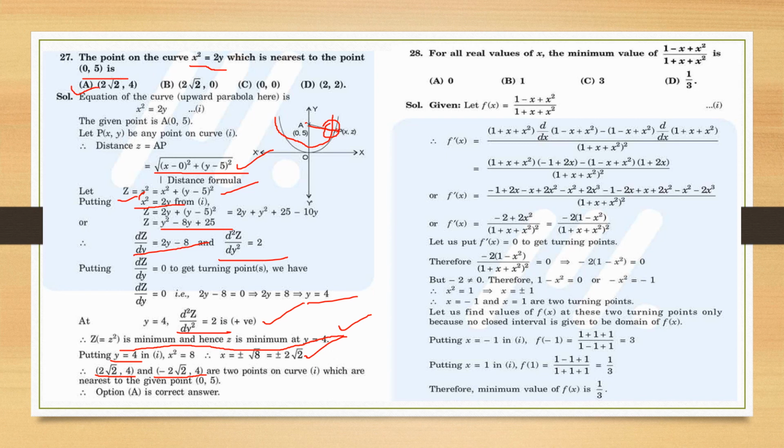Number 28 is: find the real values of x, the minimum value of this function is. To find the minimum, again for the derivative I have to use the quotient rule. So this is the derivative. For the critical point, put f dash x equal to 0. I'll get the value as plus minus 1, so these are two critical points. Now I'll evaluate my function at all these points. f of minus 1 will be 3 and f of 1 is 1 by 3. As you can see, the minimum is 1 by 3. So this is how we will do this question.